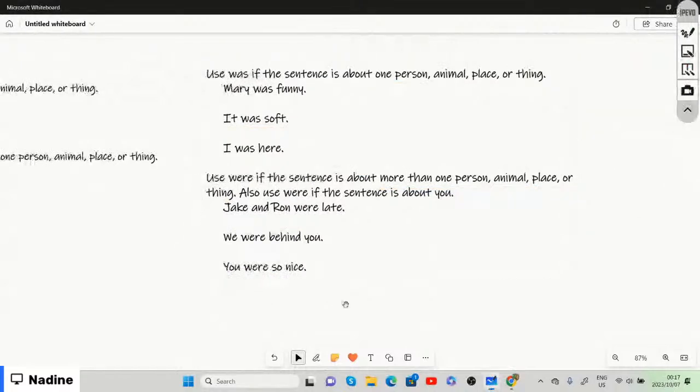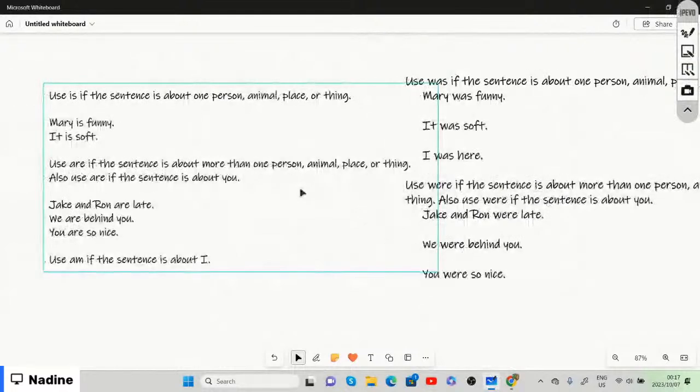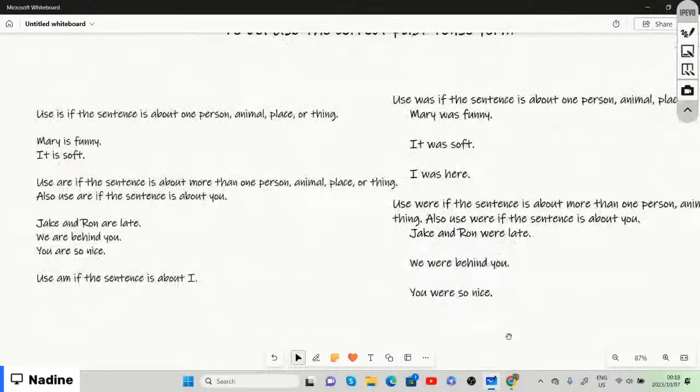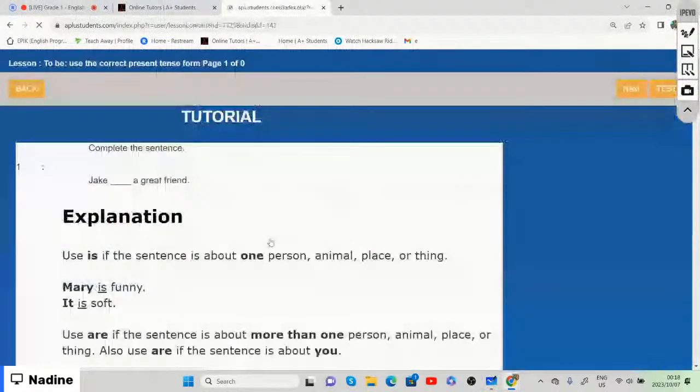So that is basically the description as well as examples of the present tense form and the past tense form of to be. Now we're going to aplusstudents.ca and we are going to focus on two lessons. The first one is to be, use the correct present tense form.